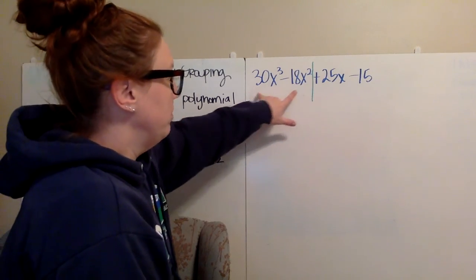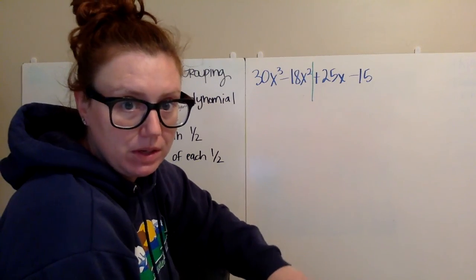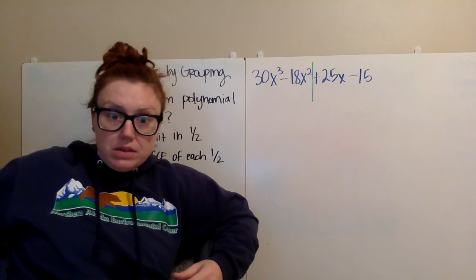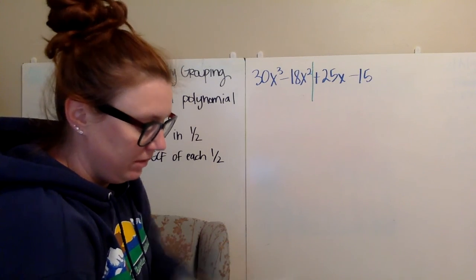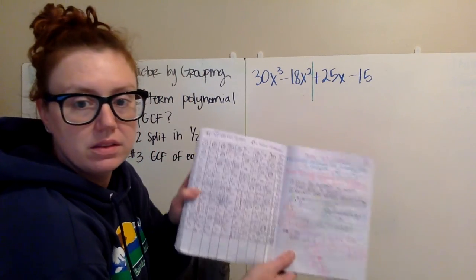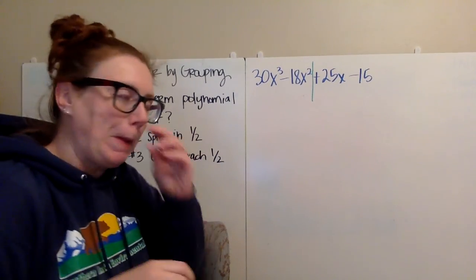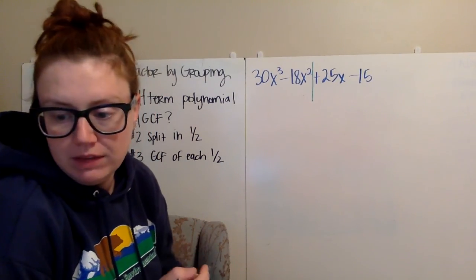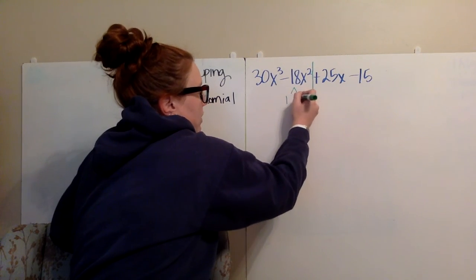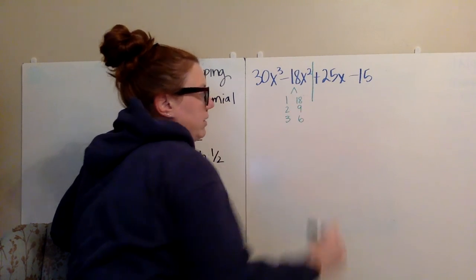So I'm looking here, and I'm going to write it all out. You don't have to show all this work when you do it. You could use your factor squares. In fact, you should be using your factor squares, right? So 18, if I'm looking at my numbers, 18 can be divided by 1 and 18, 2 and 9, and 3 and 6, right?